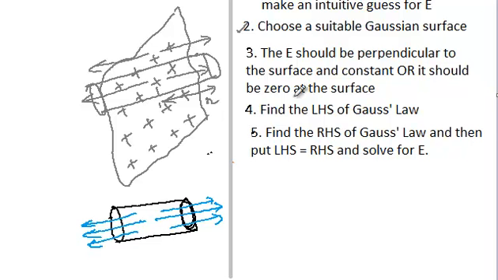So this also satisfies the third step, which is that the electric field should be perpendicular to the surface if it is present at a surface, and it should also be constant. Now at a fixed distance r, at all points on the ends of the cylinder, E would be the same, and it is 0 through other parts of the area.